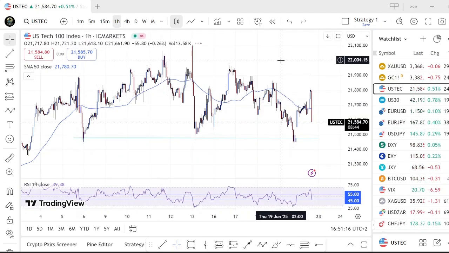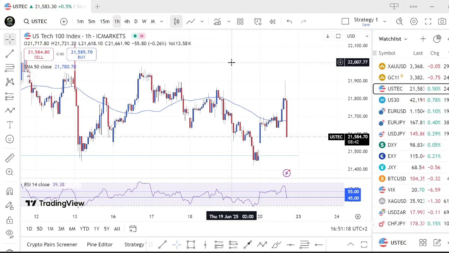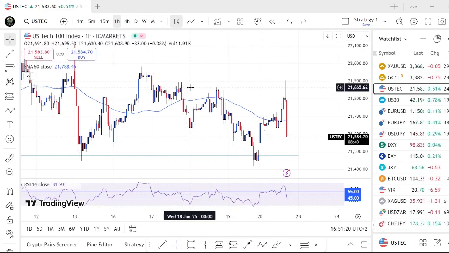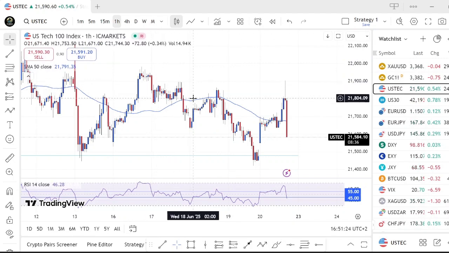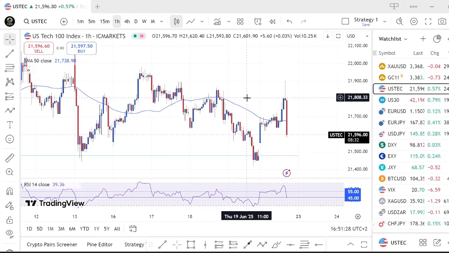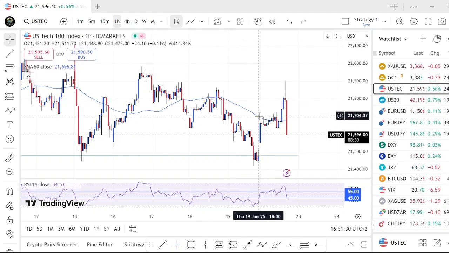Dropping into the 1 hour, we can see the extreme choppy nature of this market. So yeah, Monday we had some bullish momentum, Tuesday bearish, Wednesday we had massive bearish, as well as Thursday. But then today, yeah, massive gap up.